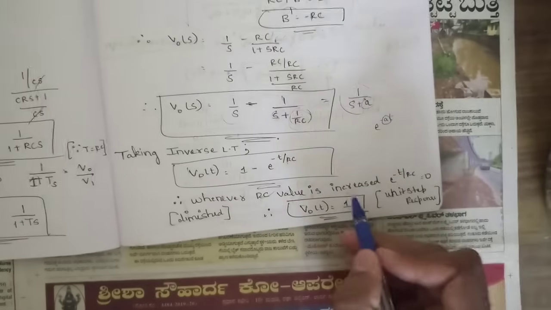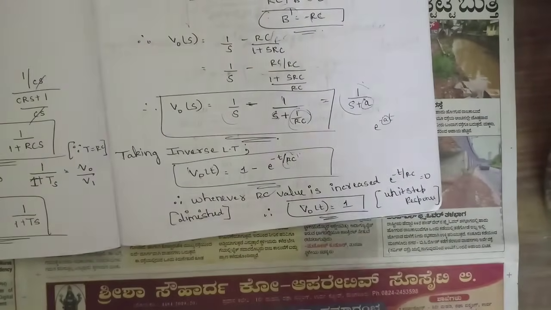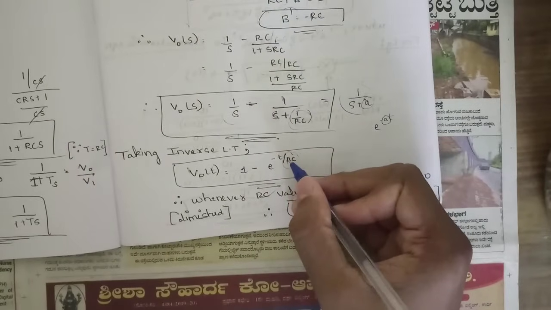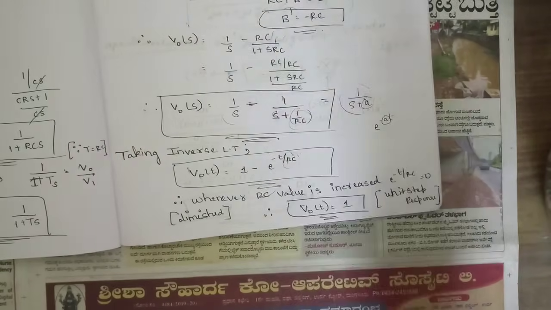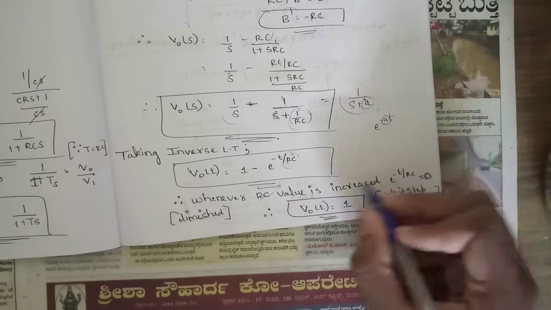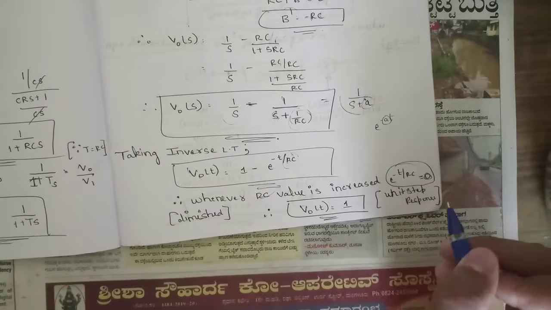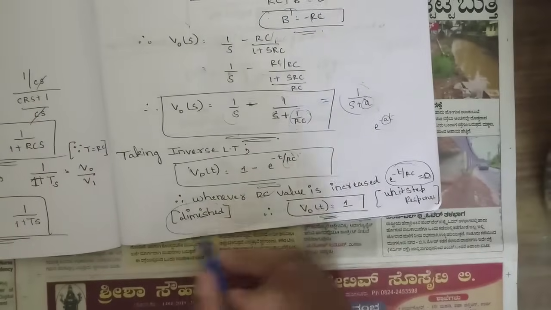Whenever the value of RC is getting greater and greater, and if it reaches one stage it would be reaching infinity, the answer we get is e to the power minus T by RC. Whenever the value of RC is getting greater and greater, the value of this term would be equal to 0, so it would be diminished.